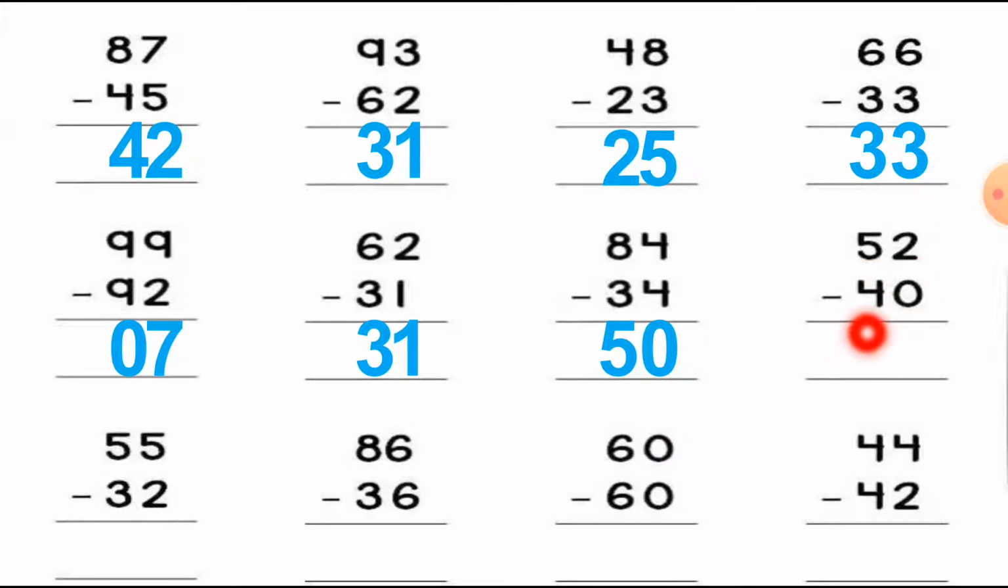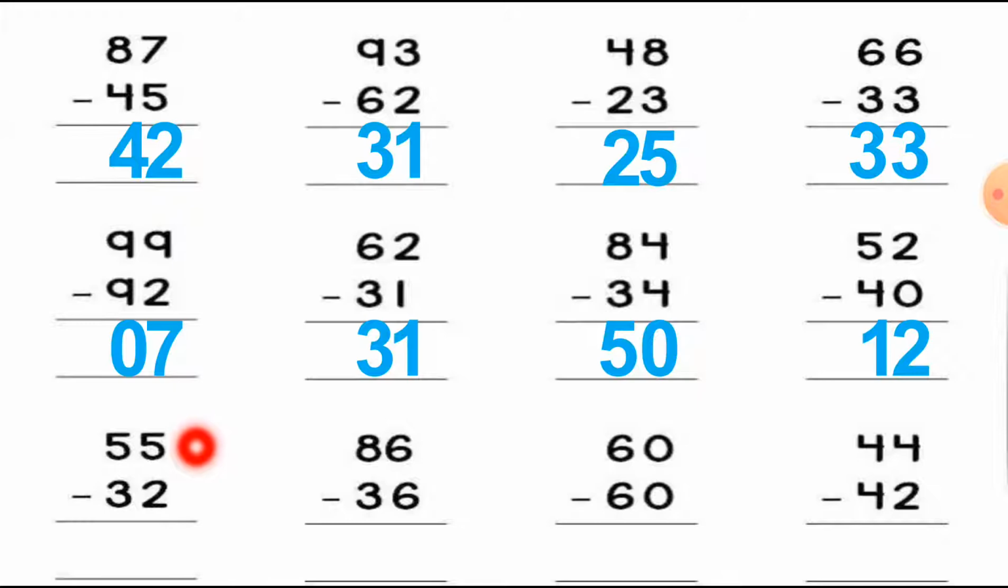Next sum, 52 minus 40. In this, the ones column is 2 minus 0. 2 is a big number and 0 is a small number. So 2 minus 0 is equal to 2. Next one, 5 minus 4. So students, 5 is a big number and 4 is a small number. So 5 minus 4 is equal to 1.